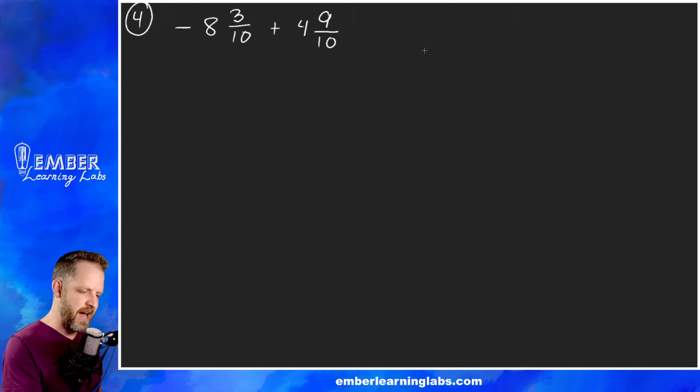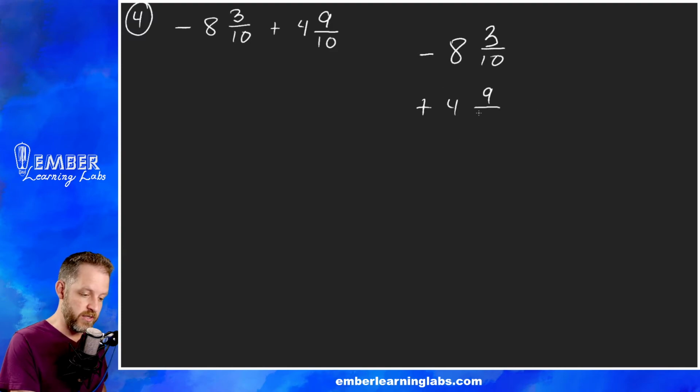All right, so we're going to stack them. Negative 8 and 3/10 plus 4 and 9/10. We're subtracting, right? Because the signs are different. I know, it's a little bit crazy.